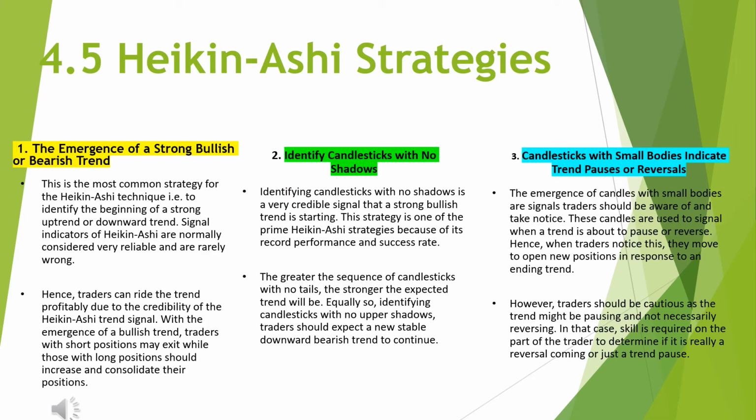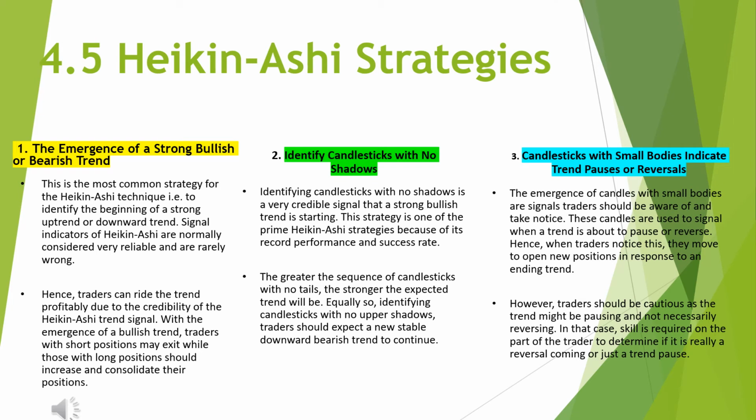Heikin Ashi strategies. 1. The emergence of a strong bullish or bearish trend. This is the most common strategy for the Heikin Ashi technique, used to identify the beginning of a strong uptrend or downward trend. Signal indicators of Heikin Ashi are normally considered very reliable and are rarely wrong. Hence, traders can ride the trend profitably due to the credibility of the Heikin Ashi trend signal. With the emergence of a bullish trend, traders with short positions may exit while those with long positions should increase and consolidate their positions.